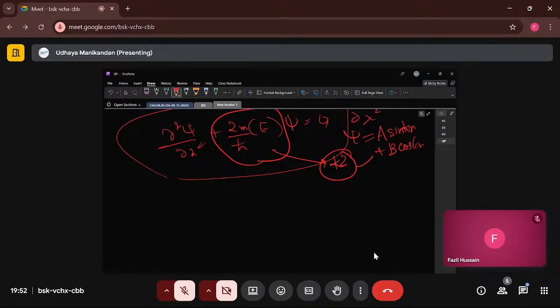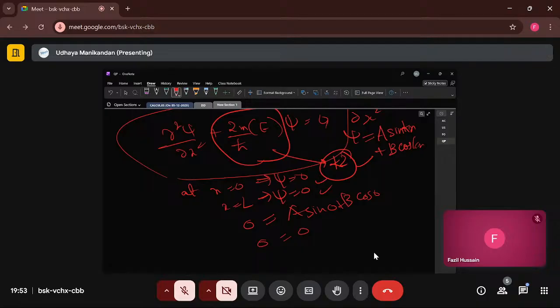The condition is that your particle can only exist between 0 and L, and cannot exist at 0 and L. So at x is equal to 0, your psi is going to be 0. At x is equal to L also, your psi is going to be 0 only. These are two things which you can use. Let's use it. At x is equal to 0, psi is 0. So psi is equal to A sin 0 plus B cos 0. We know that cos 0 is 1 and sin 0 is 0. So 0 is equal to 0 plus B into 1. So B technically becomes 0.